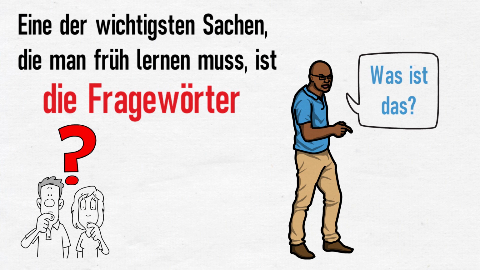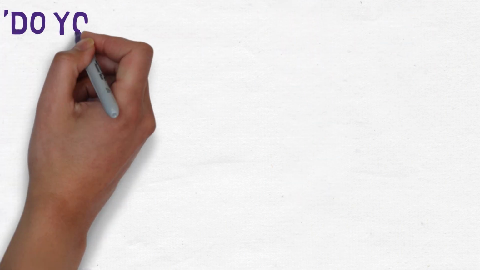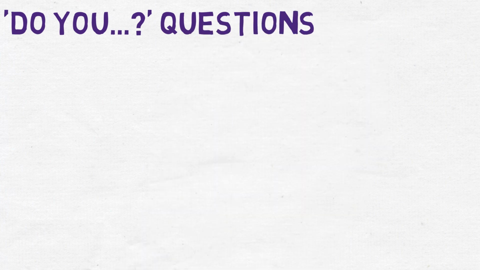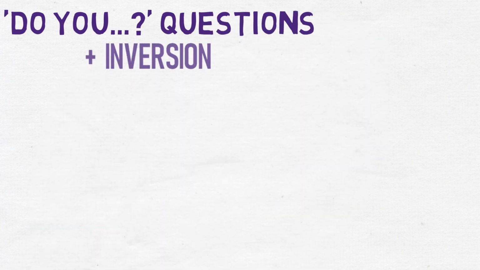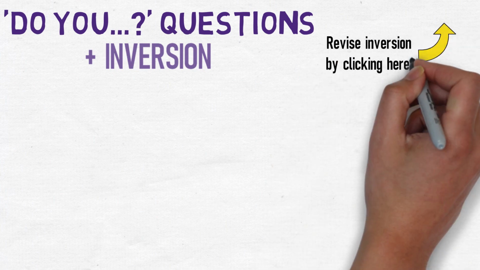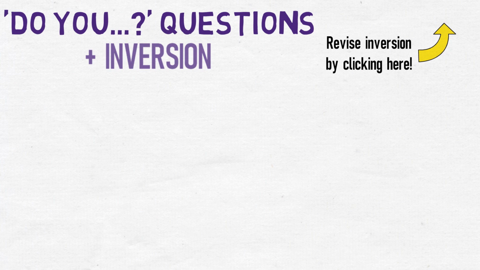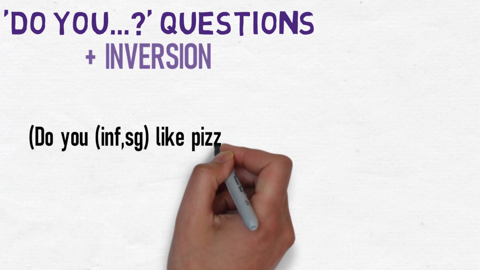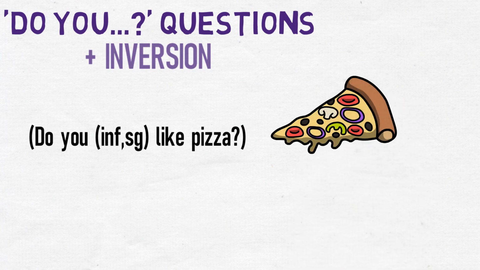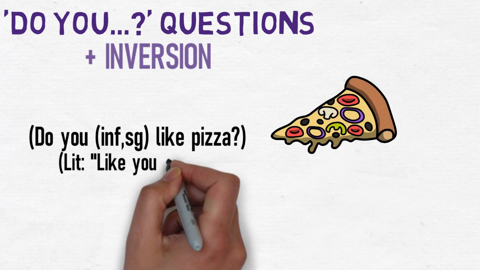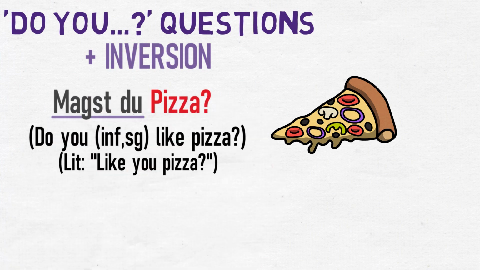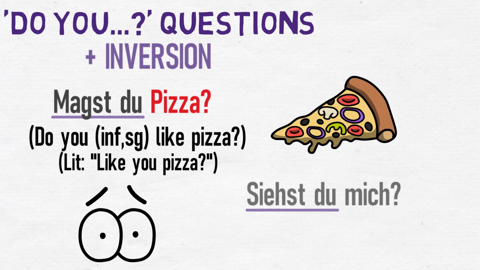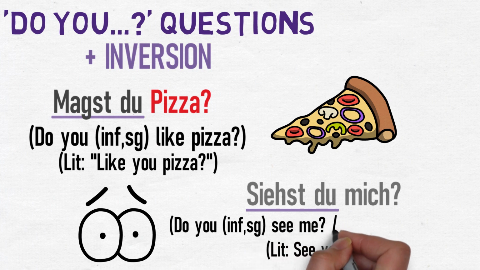Let's go. Los geht's. The first thing I'm going to explain is how to form do you questions by using something called inversion. If you don't know what inversion is, it's a good idea to check out my video explaining it by clicking the banner in the top right corner now. In English, we use the question word do to start questions, such as, do you like pizza? In German, to form this question, we actually need to say, like you pizza? Magst du Pizza? Siehst du mich? Literally, see you me. But this actually means, do you, informal singular, see me? Or are you seeing me?